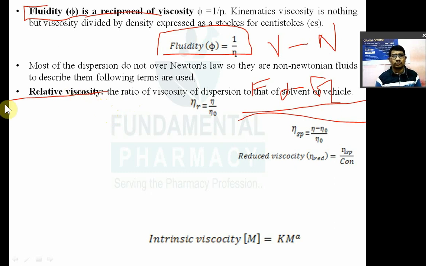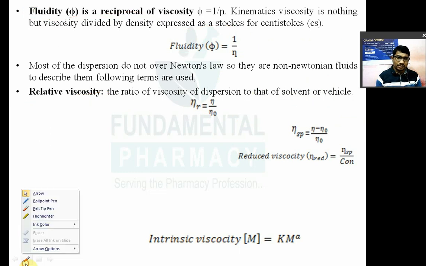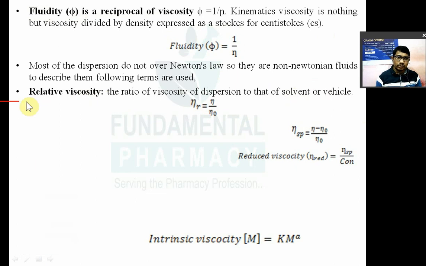रिलेटिव जब भी आएगा, रिलेटिव मतलब रिलेटिव फोर्स और रिलेटिव डेंसिटी, रिलेटिव विस्कोसिटी, तो दो की कंपैरिजन आएगा. So what is relative viscosity? Again it is a ratio of viscosity of dispersion to that of the viscosity of vehicle, है ना. जो डिस्पर्स फेज होता है उसका विस्कोसिटी कितना है, और जो डिस्पर्शन मीडियम है उसका कितना विस्कोसिटी. So ratio of viscosity of dispersion or disperse phase to the dispersion medium, that is nothing but the relative viscosity. Okay, so it is denoted by eta r, that is eta divided by eta 0. Eta is the viscosity of disperse phase, and eta 0 is the viscosity of dispersion medium, the solvent.